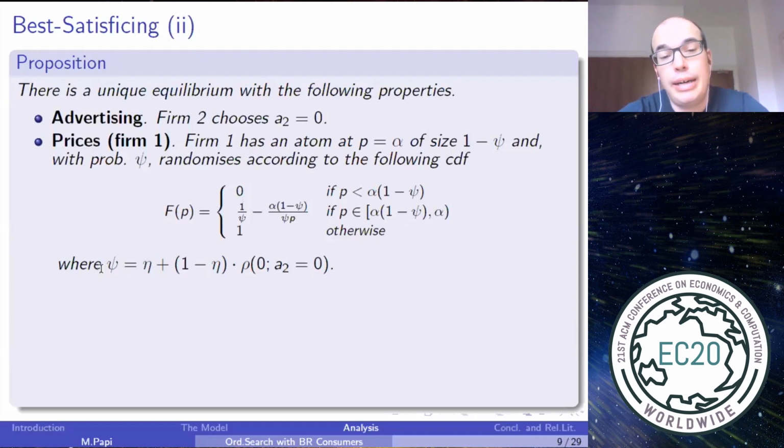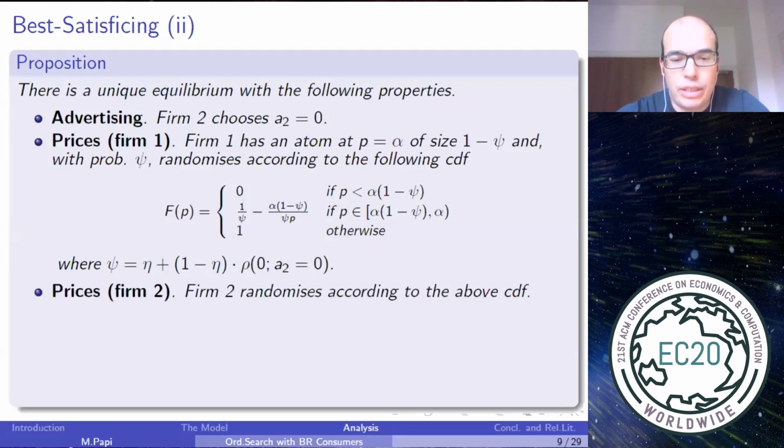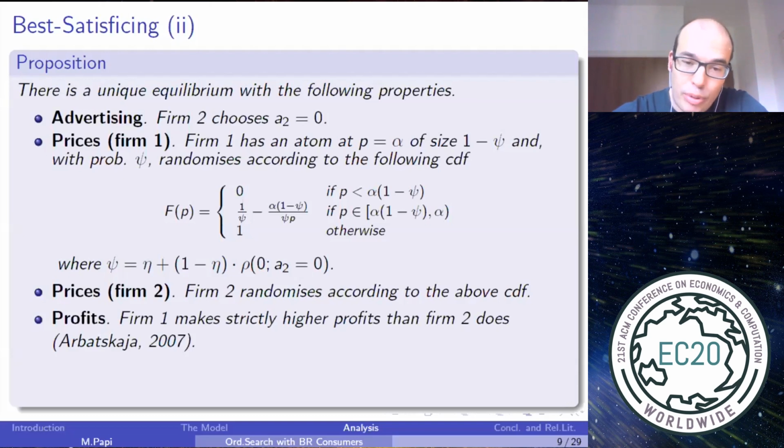Observe also that psi is defined as the summation of two addenda. The first addendum is the probability that consumers are shoppers or fully rational. The second addendum is the probability that satisficing consumers have an aspiration price equal to 0. In terms of pricing strategies, as far as firm two is concerned, firm two does not have any atom, but randomizes according to the same CDF. This equilibrium has the property that firm one, the prominent firm, makes higher profits than firm two, the less prominent firm. And this result is entirely in line with the standard industrial organization literature on ordered search, according to which prominence and profits are positively correlated.